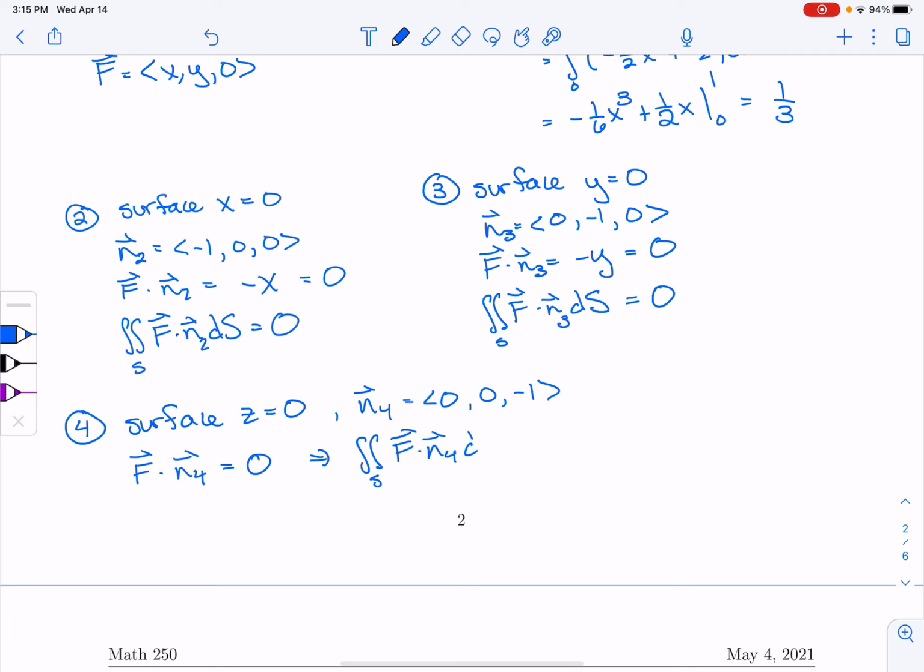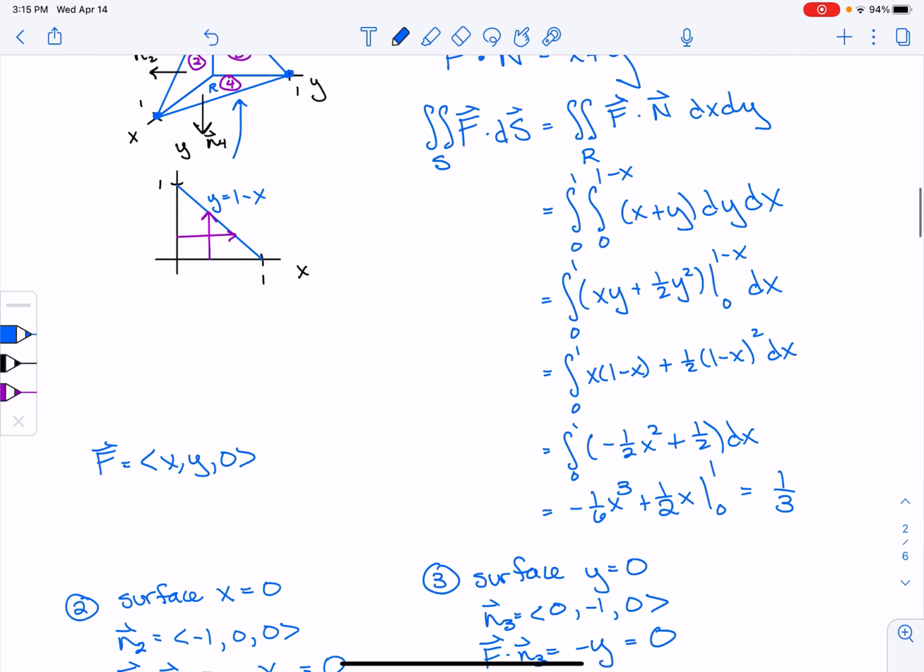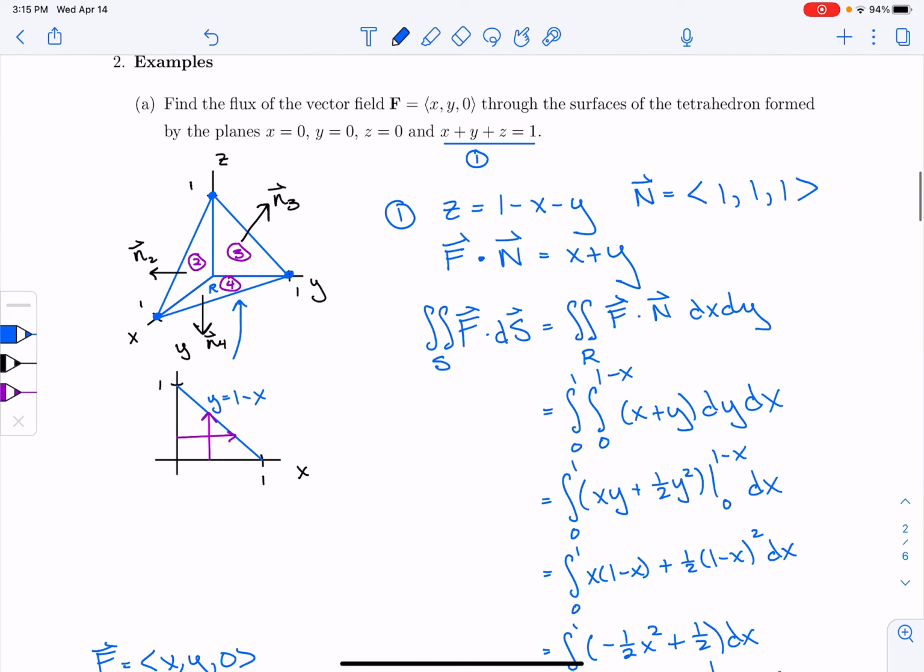So it turned out that the only non-zero flux was through the first face, the face of the plane x plus y plus z equals 1. In this case, we have that the total flux through all 4 surfaces was just 1/3. And so the only flux that's being measured is actually through that first surface where x plus y plus z is equal to 1.